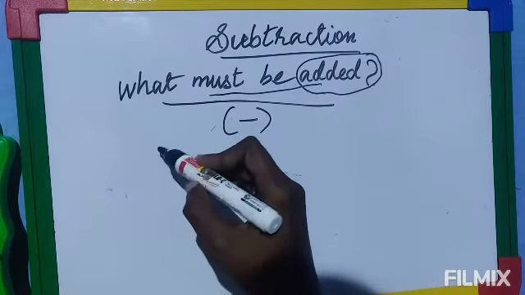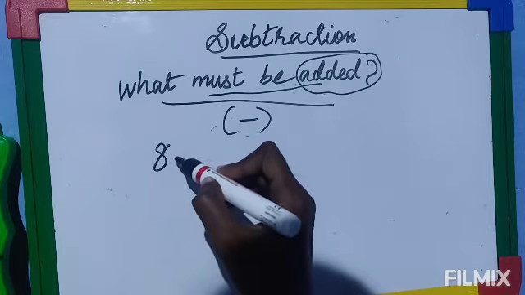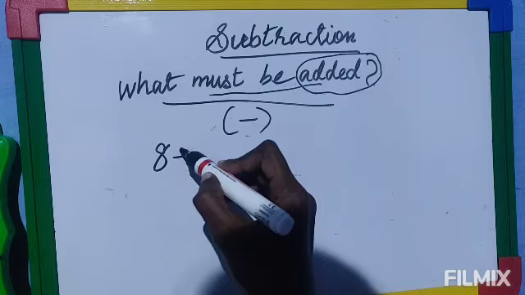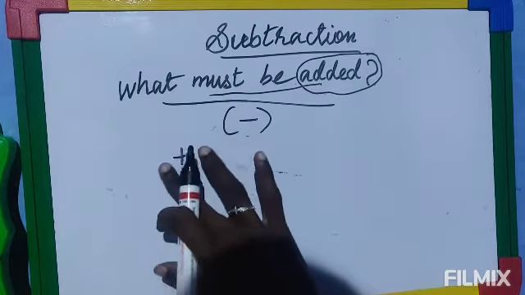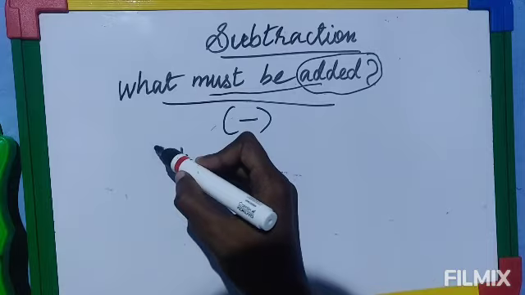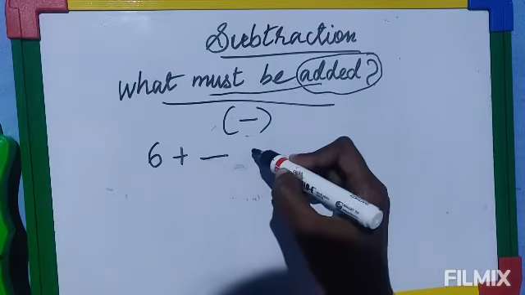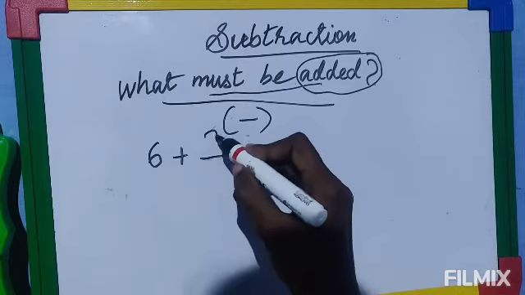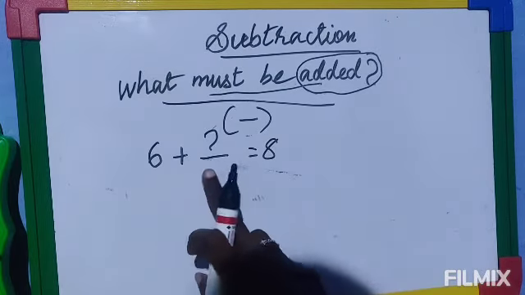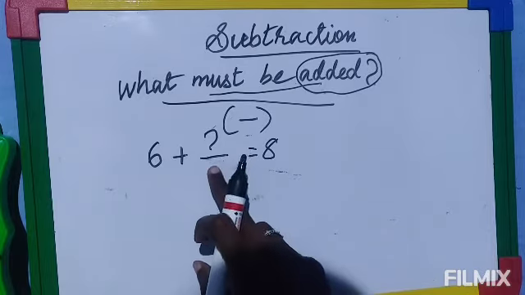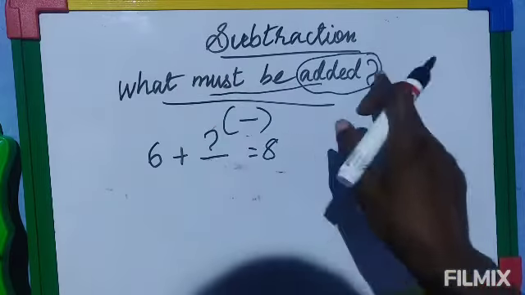Suppose there is a number, let me give an example. If 8 is there, and 6 is here, with this you have to add one number. We don't know what this number is. With this, if you add which number, you get 8? So what must be added here so that you will get 8? This is how the question is asked in a statement.